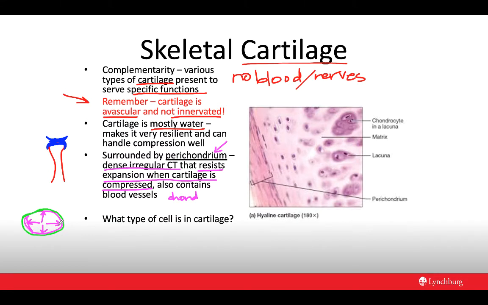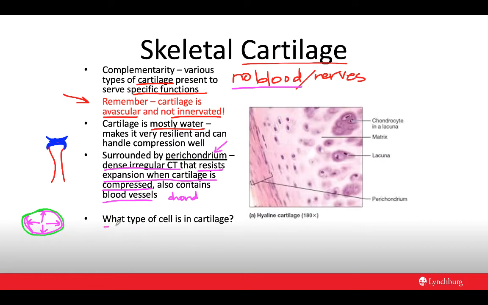It's made out of the same type of tissue as the capsules, like in the shoulder. And so as you compress the cartilage, that perichondrium is not going to let it push out too far. Also, what's important about the perichondrium is that it contains blood vessels, because the cartilage itself has no blood vessels, so it's got to get its blood supply from somewhere. So that perichondrium helps to supply some nutrients to the cartilage.